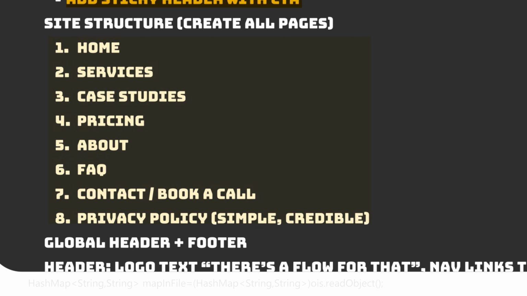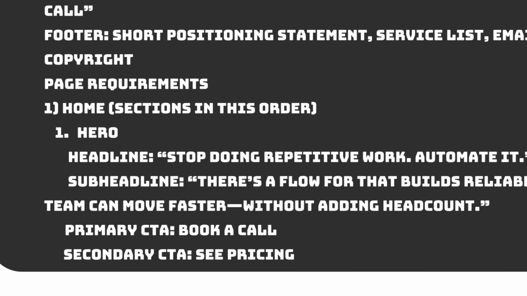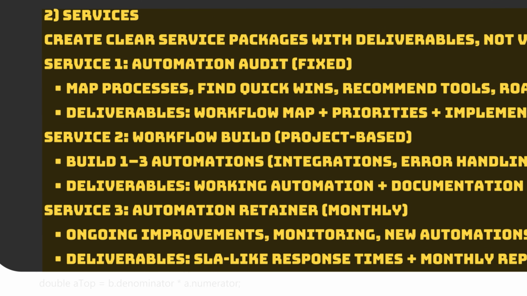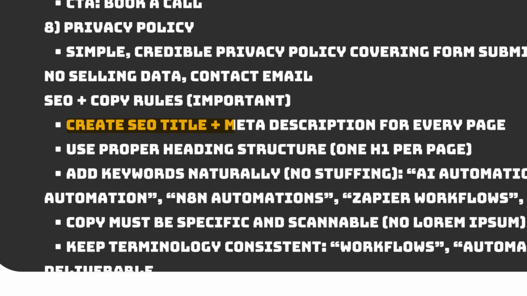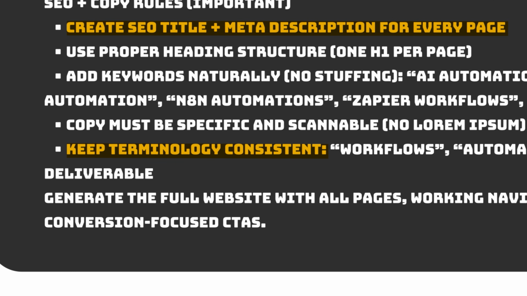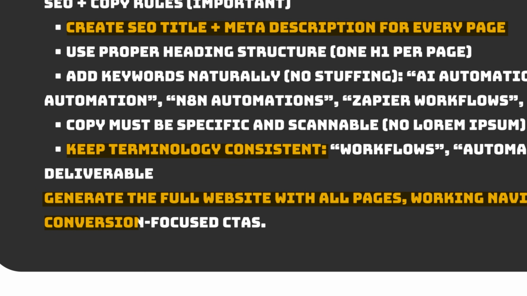I wanted to create all of these 9 pages: home, services, case studies, pricing, about, FAQ, contact, book a call, and privacy policy. And I gave it a very clear set of instructions for how to structure each page. This is for home, this is for service, so on and so forth. Final instructions, create SEO title and meta description for every page, keep terminology consistent, and final indication, generate me the full website with all of the pages, working navigation, cohesive design, and conversion-focused CTAs.